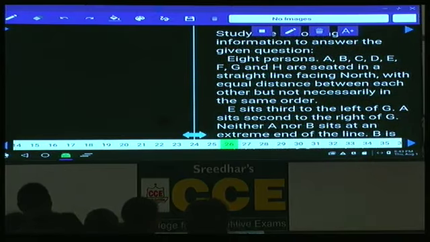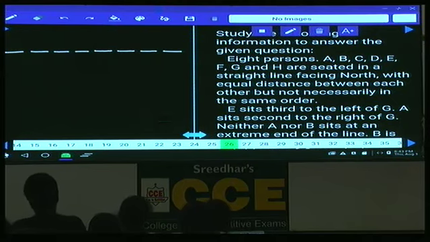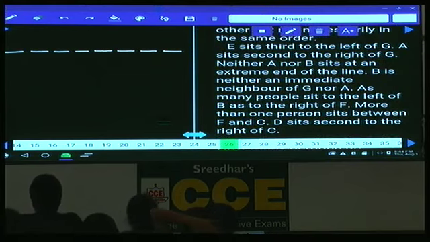Now in this one, 8 persons: 1, 2, 3, 4, 5, 6, 7, 8. A, B, C, D, E, F, G and H are seated in a straight line facing north with equal distance between each other, but not necessarily in the same order. E sits second to the left of Z. Here definite information is not given, isn't it?